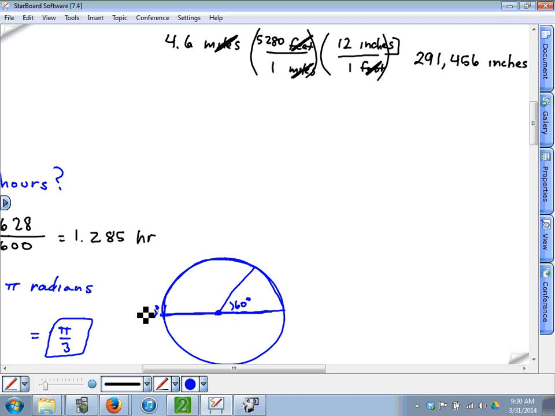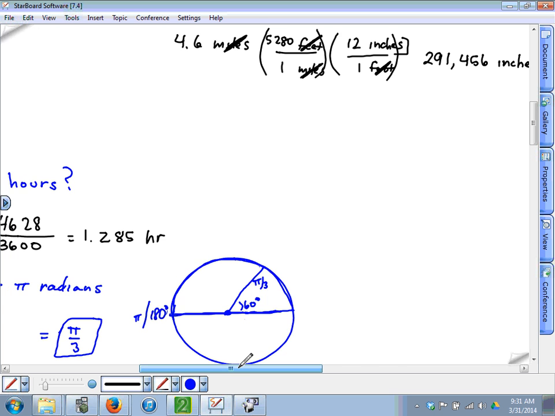So if 180 degrees is also the same as pi radians, and if 60 degrees is a third of 180, then wouldn't pi over 3 be a third of pi? Yep. 60 degrees is the same as pi over 3 because 60 is 1/3 of 180.